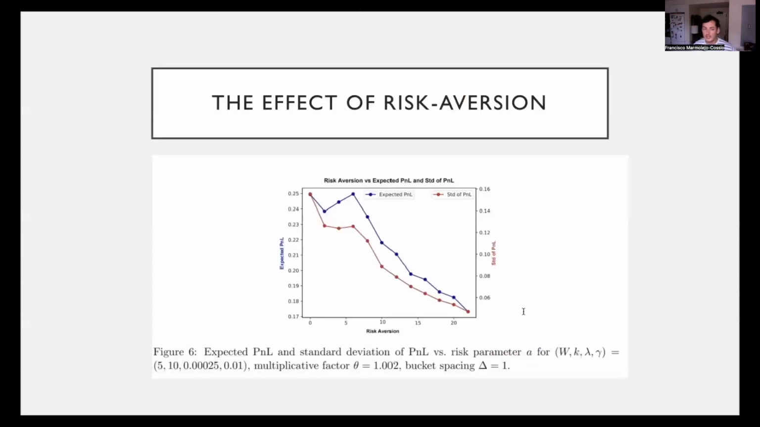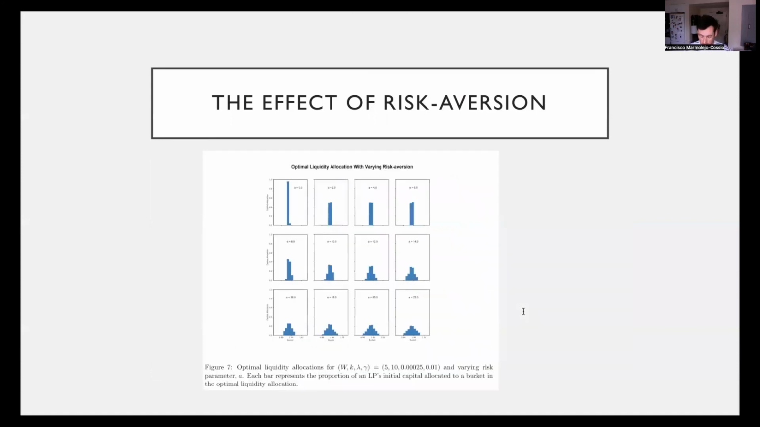We can also distill the effects of risk aversion and see what impact it has. As expected for a liquidity provider, as we increase their risk aversion, their expected profit and loss decreases, but so does the variance. So it's working as expected. An interesting observation, though, is that qualitatively, their liquidity provision strategies become more spread out as they become more risk averse. That's what this plot is showing. As the risk aversion is increased, these plots become wider, and liquidity providers allocate their liquidity over multiple buckets as they become more risk averse.